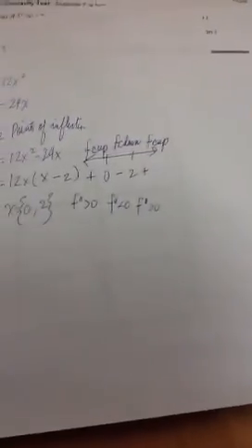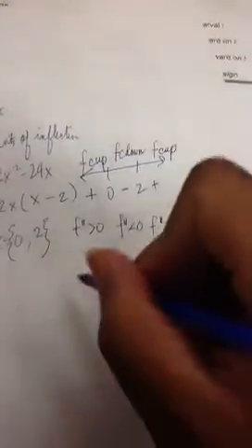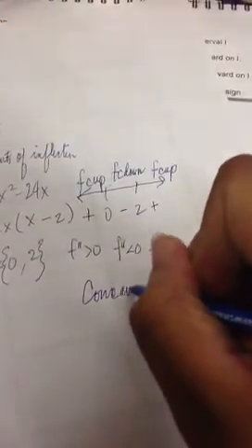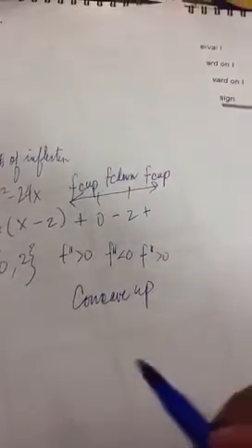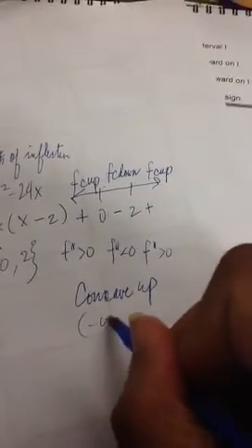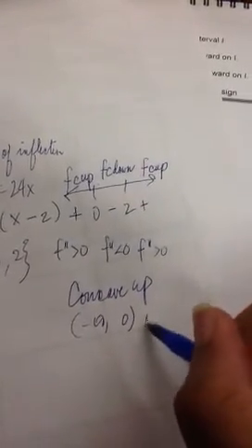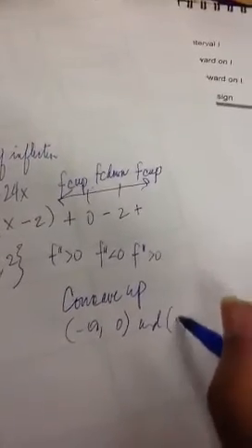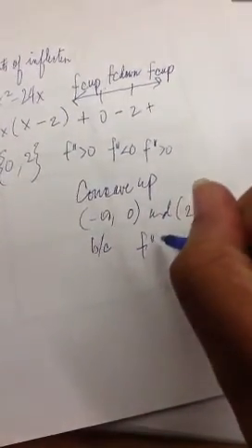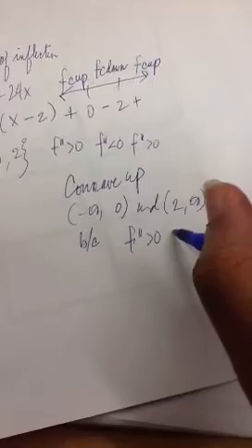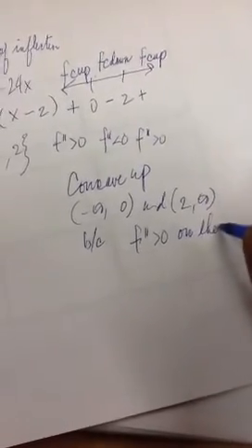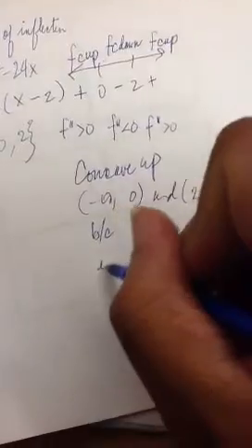So what intervals am I concave up? Where I'm concave up, from -infinity to 0, and from 2 to infinity. And the justification, because f double prime is greater than 0 on these intervals.